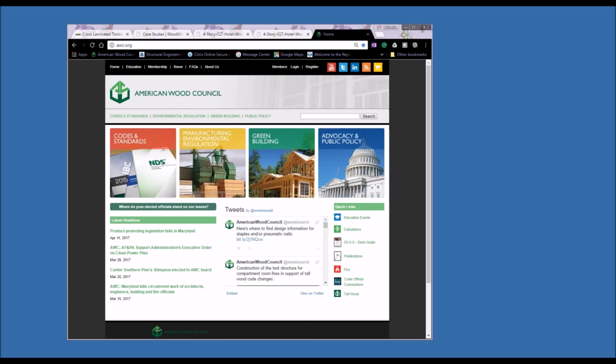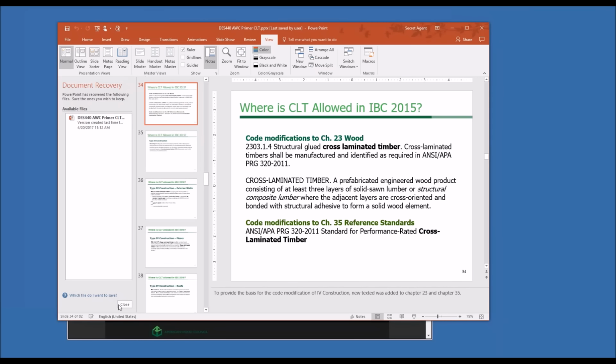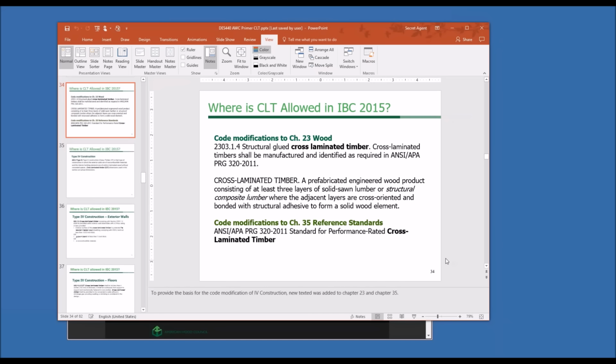Great. Scott, can you talk just briefly about some of the manufacturers in the U.S.? Sure. There are 4 manufacturers in North America that have been certified to the PRG 320. One's in Oregon, one's in Quebec, Canada, one's in Montana, and one's in British Columbia, Canada. So there are 2 current manufacturers certified in the U.S., 2 in Canada, and a split between the East and West.